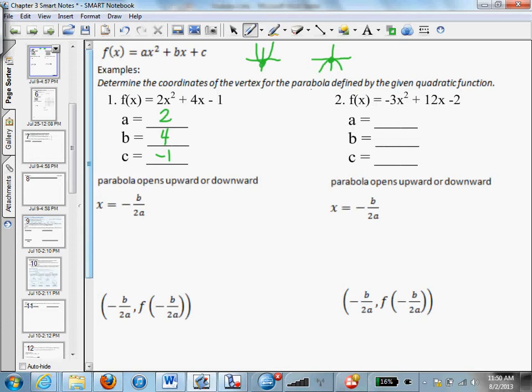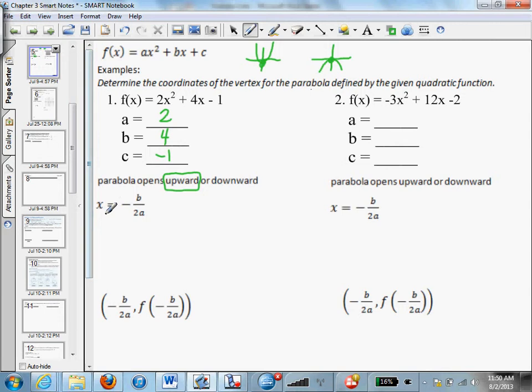Okay, so does this parabola open upward or downward? What we have to see is if A is negative. If A is negative, it will open downward. If A is positive, it will open upward. In this case, 2 is positive, so it's going to open upward.